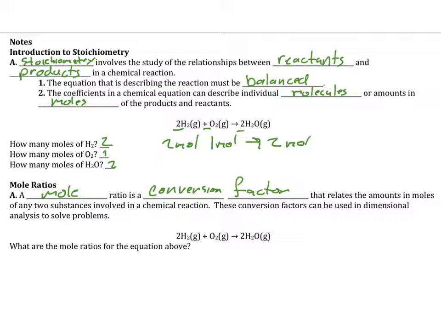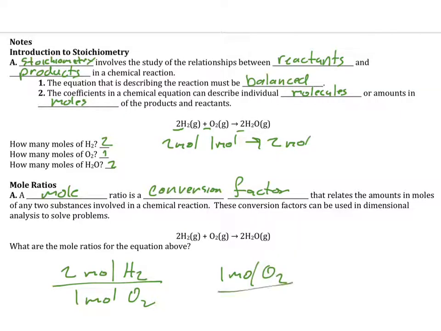And so let's talk about what are the mole ratios in this situation. Well, we know that 2 moles of hydrogen gas is equivalent to 1 mole of oxygen gas. So here's one example of a mole ratio. Here's another example, that 1 mole of oxygen gas is equivalent to 2 moles of water. And then we can even do 2 moles of hydrogen gas is equivalent to 2 moles of water. And so this is the key concept here, that 2 moles of this is equivalent to 1 mole of that. 2 moles of the H2 will react with 1 mole of the O2.